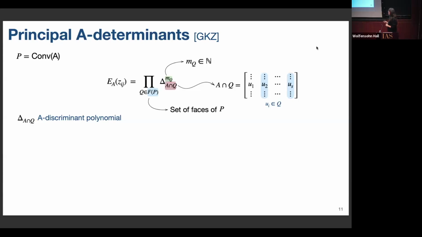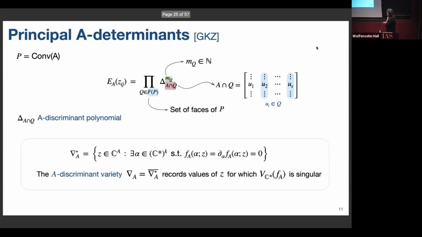The product runs over all faces of the polytope P. For each face, I determine a submatrix of the big matrix A by selecting the columns that contribute to the vertices of the face I'm considering. For each of these matrices, I consider its discriminant polynomial, and I'll tell you in a second what that is. Each of these factors also has multiplicities that we will look at later. So what is the discriminant polynomial?